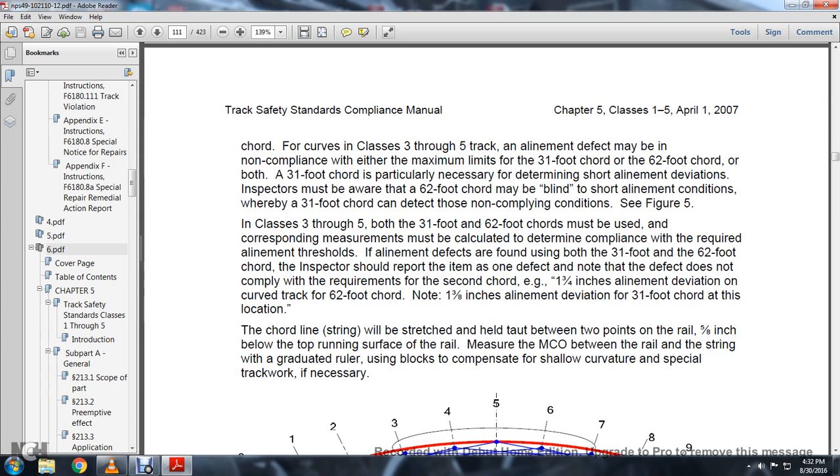For Class 3 through 5, both the 31-foot and 62-foot chords must be used, and the measurements calculated, to determine compliance with the required alignment thresholds. If alignment defects are found using the 31-foot or 62-foot chord, the inspector should report them in one of the defect methods, noting the defects do not comply with the requirements. The second chord shows a 1/3 inch alignment deviation on a curved track with the 62-foot chord; note the 1/3 inch alignment deviation with the 31-foot chord at the location.